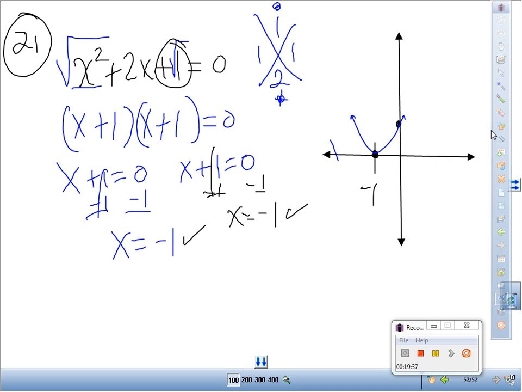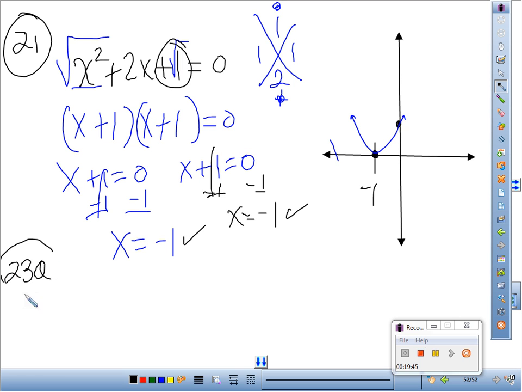Let's do one more, just to clarify your concept. Here it goes. Number 23. X squared, give me a number. Minus 6x plus 9 equals 0. See if you can do that one by yourself. Go. I'll give you guys 40 seconds.